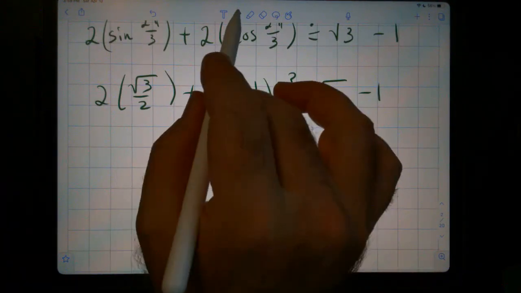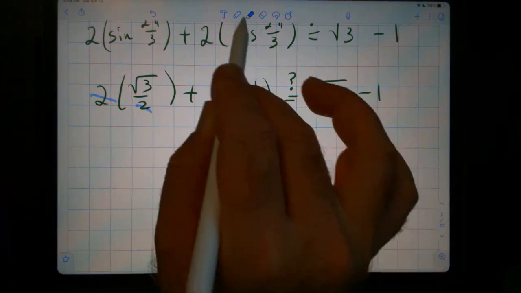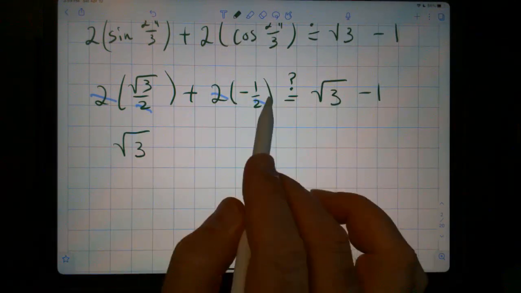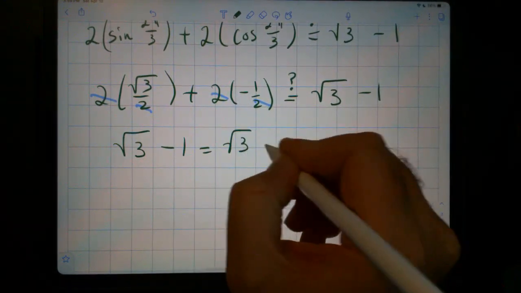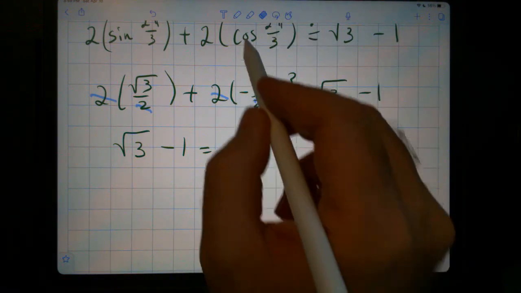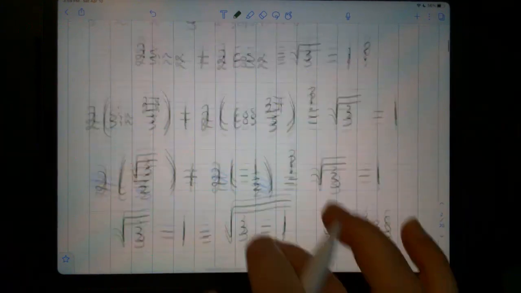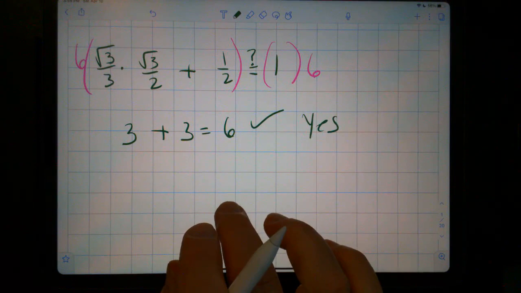Okay. Here the 2's simplify, here the 2's simplify. So we have radical 3 plus a minus, which is minus 1, and this is equal to radical 3 minus 1. So yes, they are equal, since this is asking a question, and yes, these are equal, since that is also asking a question.